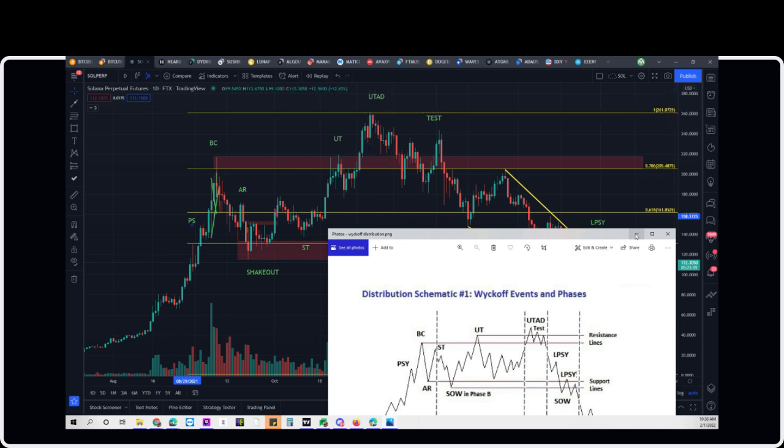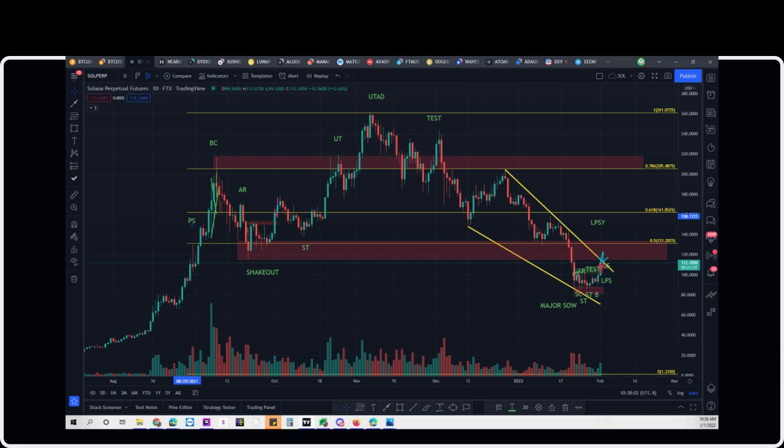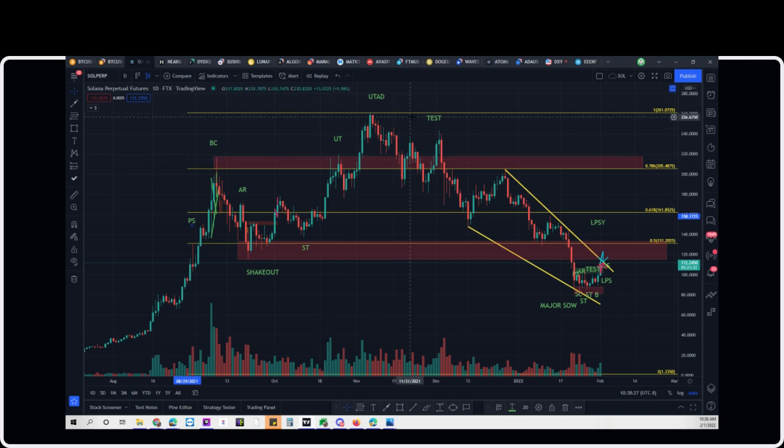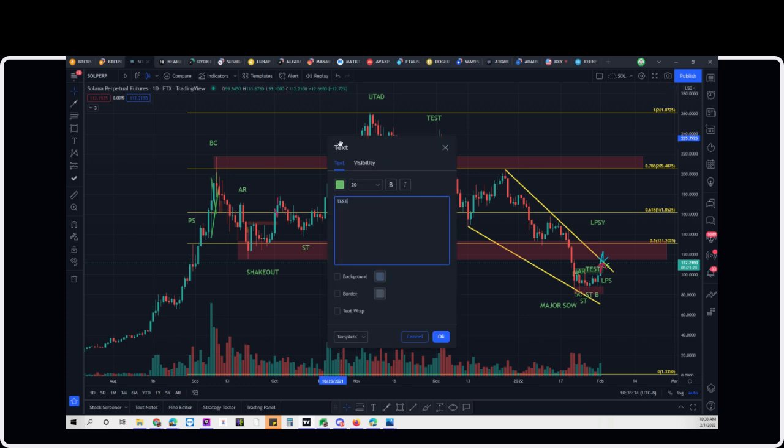The upthrust after distribution is more closely following this schematic here. We got buying climax. We had a few support tests in an accumulating zone, and then we got one higher upthrust and then one more test before we started dropping down. So that's what I was seeing there. This isn't even really considered an upthrust. It's just another test, honestly.